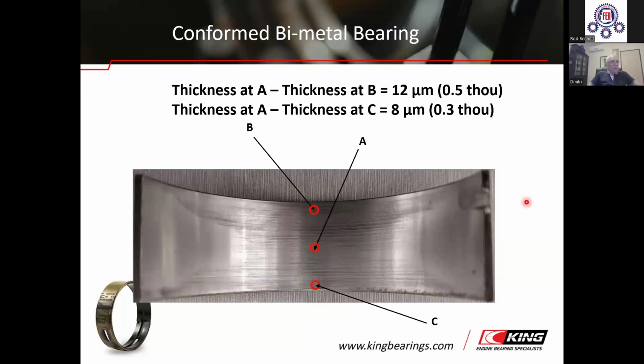Edge wear may play a positive role when the bearing profile adapts to the bent or non-parallel shaft. The surfaces of the shaft and the bearing become conformed due to the local wear of the bearing material. Here you see a conformed bearing having edge wear at both edges, and the wall thickness at the edges was reduced by 8 to 12 microns as compared to the central area.